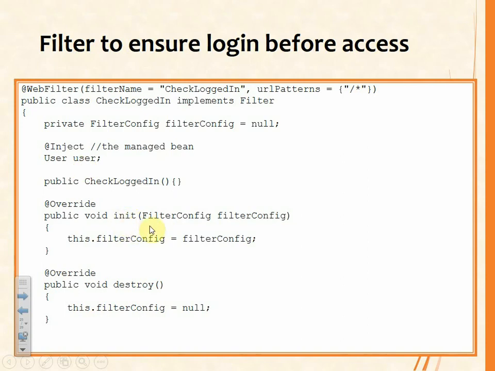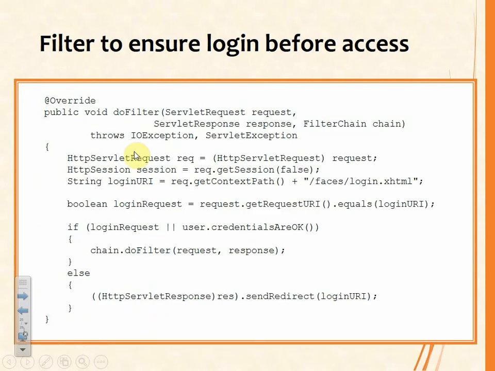In the initialization, the init method, we're storing the filter configuration object here. In destroy, we're going to set that back to null, which is fairly good practice because you don't want any information being left over for a subsequent request. And then in the doFilter method, we're going to do our checking. We're going to convert this request object into an HTTP servlet request object so that we can then call getSession and store that as an HTTP session.